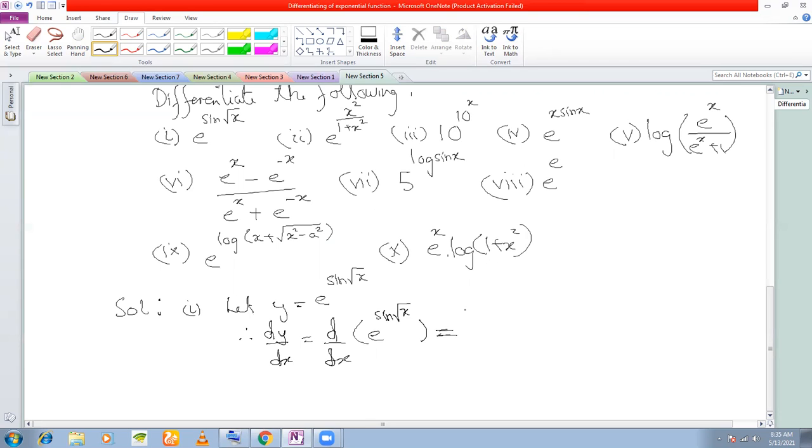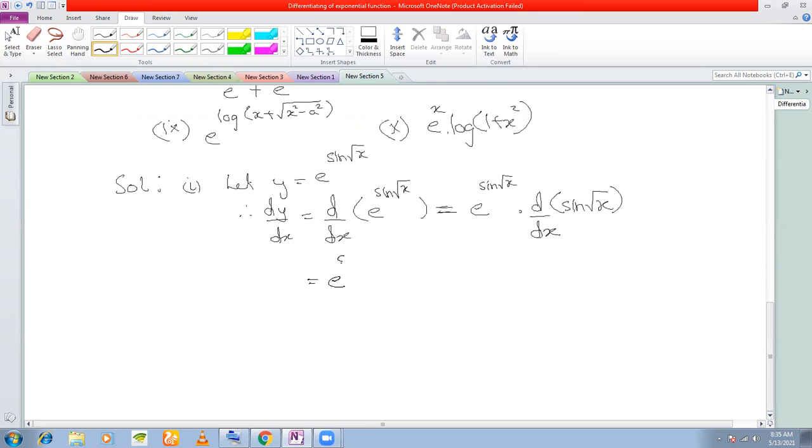Yes, sir. Tell me. E to the power sine root x. Okay, e to the power of sine root x. Then ln e, I think, into a differentiation of the power. Yes, sir. Right? Yes, sir.